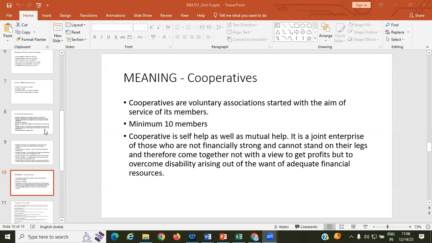It is an association of people created by voluntary members. People are joining and leaving by their own wish. No one is forcing them to join or binding them by law. That's why cooperatives are said to be voluntary associations started with the aim of service to their members.